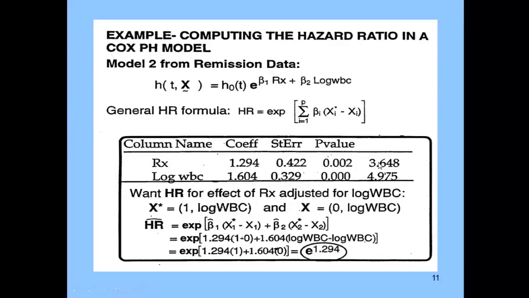That's the number we saw last time when I showed you that. That's the hazard ratio for the effective treatment adjusted for log white blood cell count in this model. So it's really easy to do.